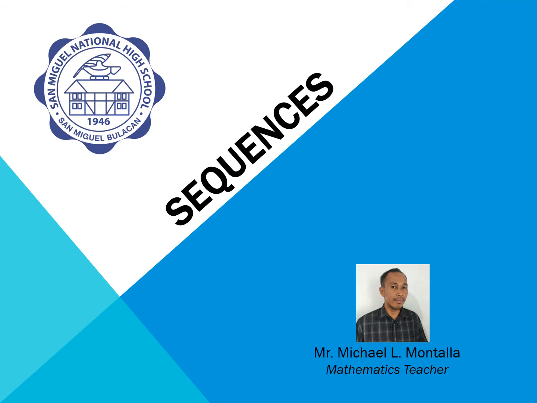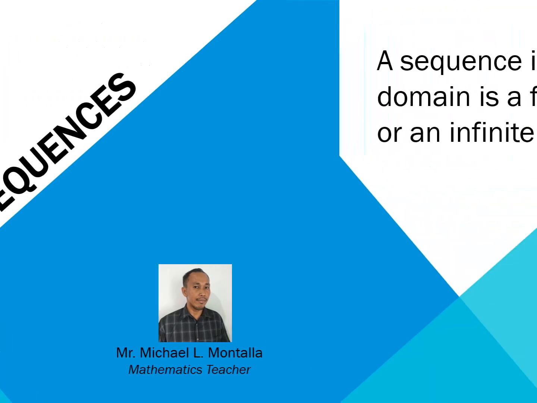Okay, our first chapter in Math 10 is all about sequences. We have four kinds of sequences. What are they? We have the arithmetic sequence. Next is the geometric sequence, harmonic sequence, and the Fibonacci sequence. Before we take up the first sequence this morning, we are going to recall first what is a sequence. So class, what is a sequence?